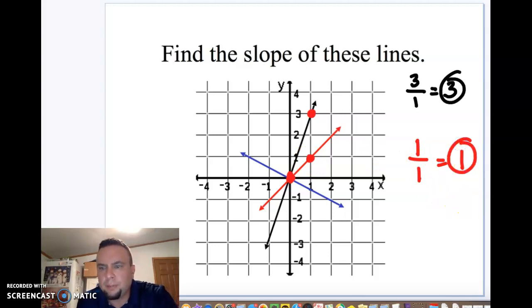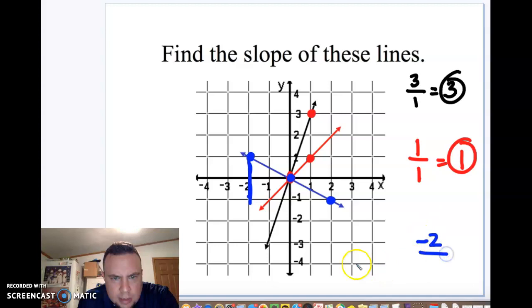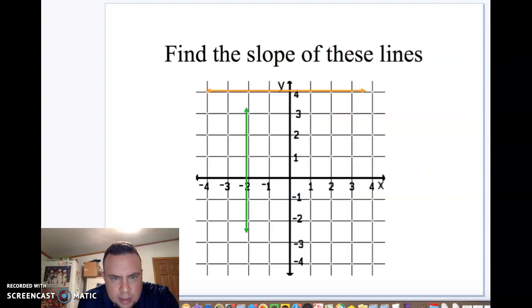And then the blue line. Here we go. If we started at a good point right here, and that's still a good point, but I'm going to do this point right here. So I'm going to go down 1, 2. Okay. So down 2, negative 2. So always pay attention to up, down, left, or right. And to the right, 1, 2, 3, 4. Right 4 means a positive 4. So negative 2/4 means, if you simplify, negative 1/2. So those are your slopes of your red, black, and blue lines. Okay? Next one here.